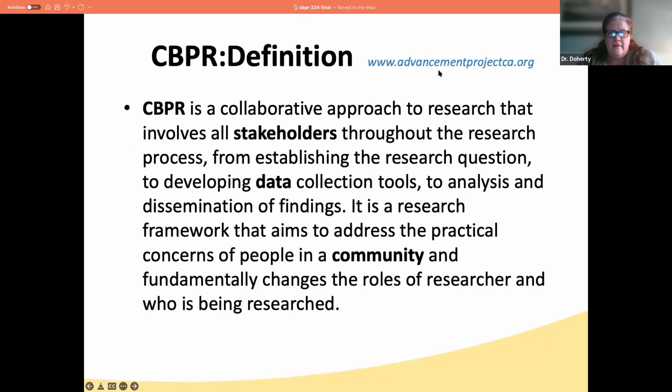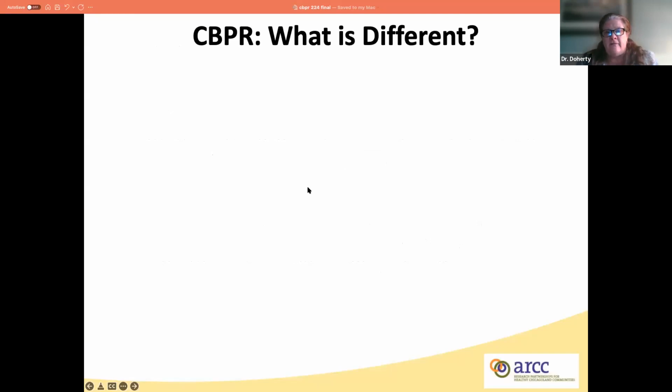So let's start off with defining what community-based participatory research is. There's many different definitions out there. This one from Advancement Projects defines CBPR as a collaborative approach to research that involves all stakeholders throughout the research process, from establishing the research question to developing data collection tools to analysis and dissemination of findings. It's extremely important that all those pieces are part of the process, because that's what makes it community-based participatory research. It is a research framework that aims to address the practical concerns of people in a community and fundamentally changes the roles of the researcher and who is being researched. And we'll get into more of a discussion about that as we move forward.